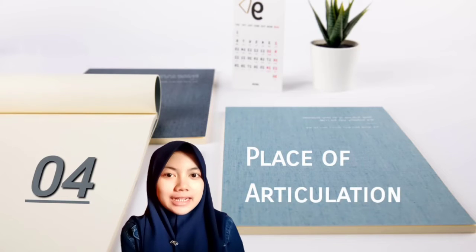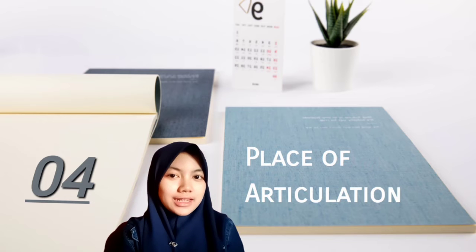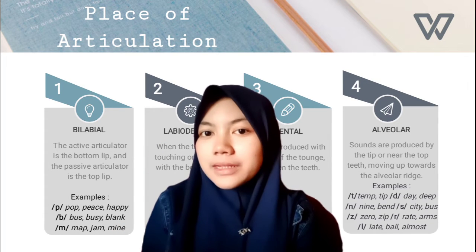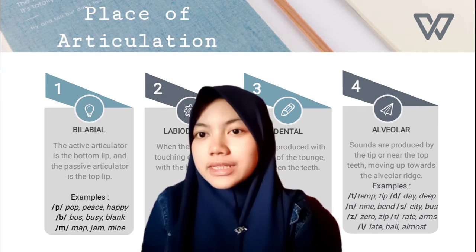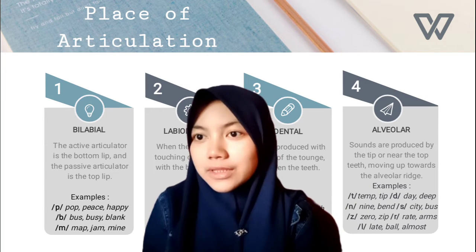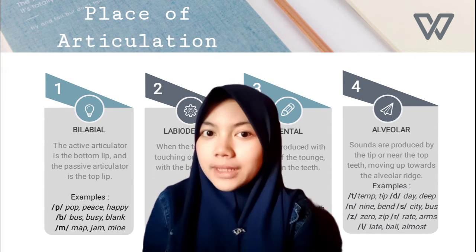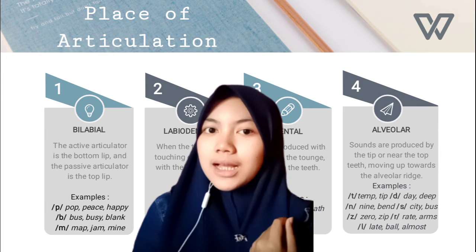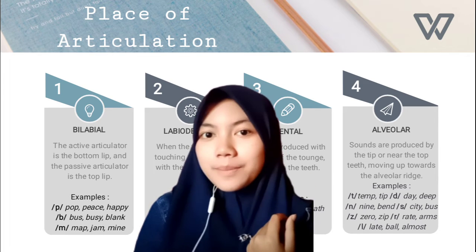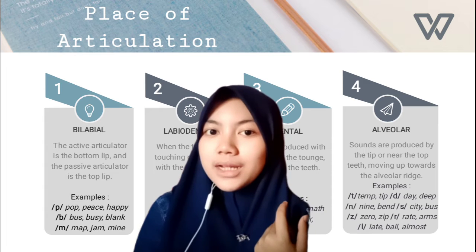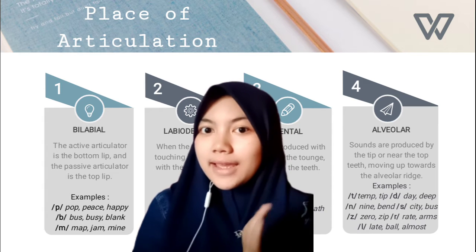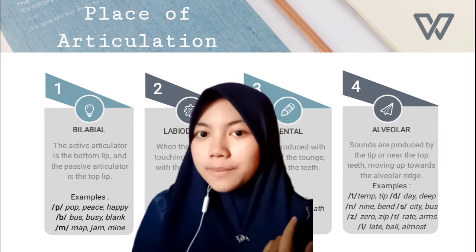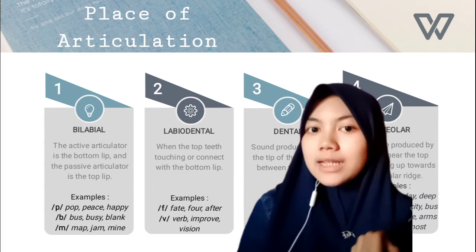And the last material is place of articulation. Number 1, bilabial. For bilabial sounds, the active articulator is the bottom lip, and the passive articulator is the top lip. So the sound is made between the lips. For example, p in pop, peace, happy, b in busy, blank, m in map, jam, mine.